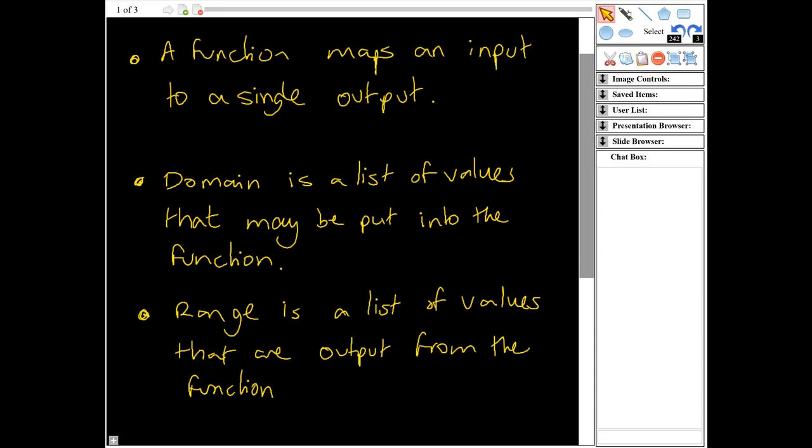Now, in order to remember which one is which, the word domain ends in "in". So the domain is what goes in, and the range would therefore be what comes out. So that's one way that you can easily remember which one is which.